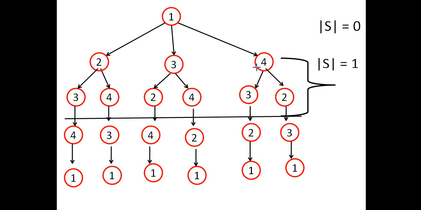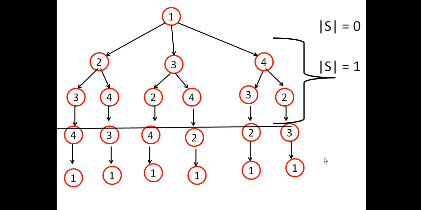Next stage is what? 1. See here, from 4 to 3, 4 to 3, 4 to 2. So how many stages? Only 1 stage. So that's why stage number is 1. 4 to 3, 4 to 2. Similarly 3 to 2, 3 to 4, 2 to 3, 2 to 4. Only one stage is coming, so that's why we have to write stage number 1.